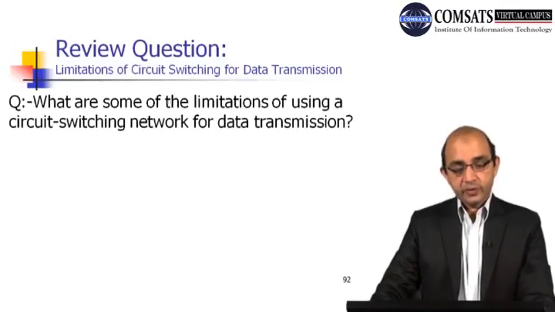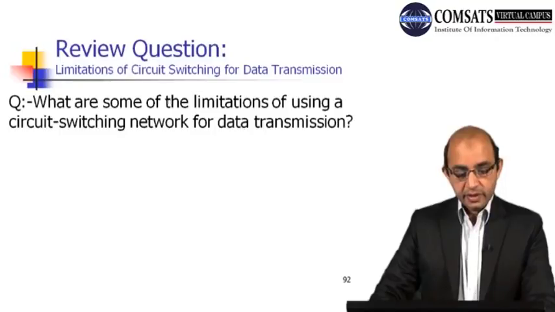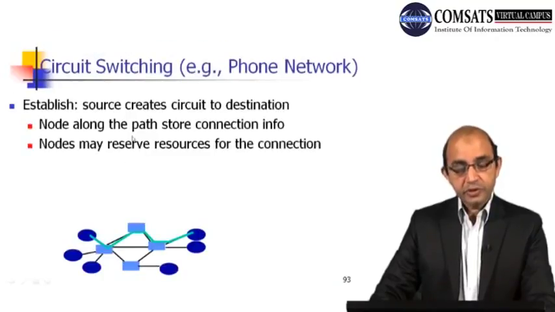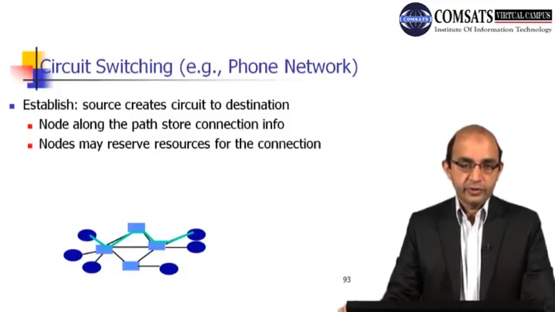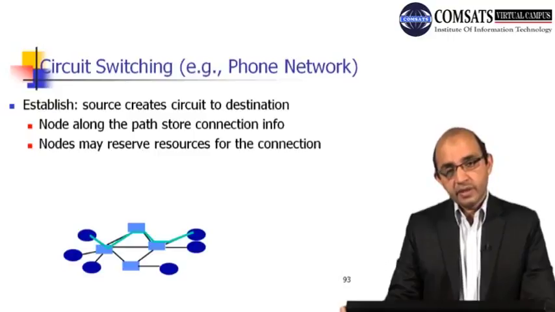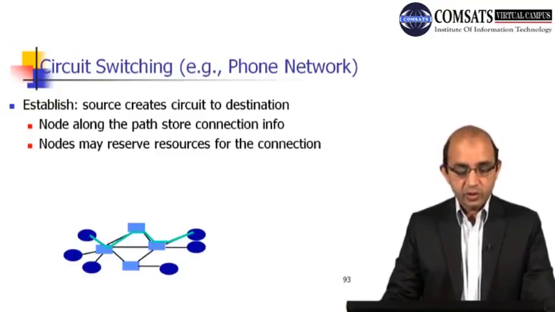Then what are the limitations of circuit switching whenever we talk about data transmission, right? So here we have circuit switching. The source creates a circuit to the destination, right? Whenever somebody has to make a phone call, first he picks up his phone, and if the tone is there, he dials some numbers. Whenever he is dialing the number, a circuit has to be established between the source and the destination. That is called the call setup, right?